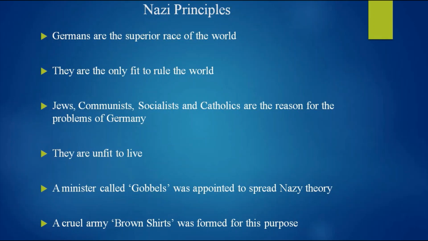And to spread his Nazi principles, he appointed the minister called Goebbels. And to kill the enemies, he killed many Jews, communists and socialists and Catholics. More than lakhs of Jews were killed by Hitler. He kept these people in one chamber and released poisonous gas. That's a gas chamber. So he killed lakhs of people there.